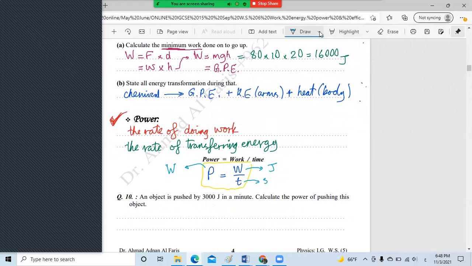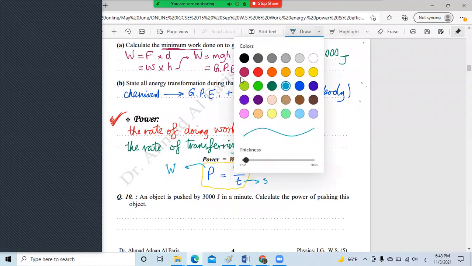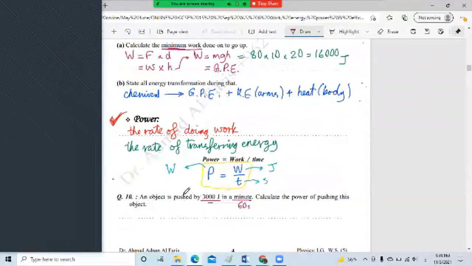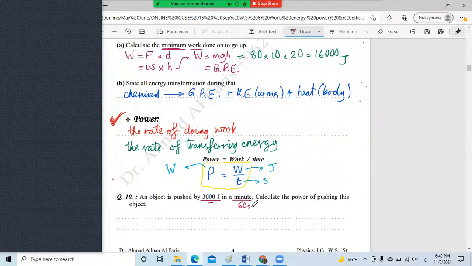Another question here, a simple one. Question number 10. What do they ask? An object is pushed by 3,000 joules in a minute. Now we have to convert it from minute into second. How many seconds in every minute? 60 seconds. Yes, exactly. So an object is pushed by 3,000 joules in a minute, 60 seconds. Calculate the power of pushing this object.